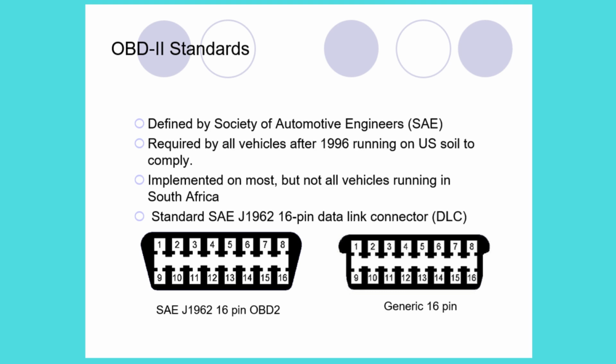OBD2 standards are defined by the Society of Automotive Engineers. They are required by all vehicles after 1996 running on US soil to comply. It's implemented on most but not all vehicles running in South Africa. The standard is the SAE J1962 16-pin data link connector. There is a generic 16-pin connector that's also used on many other vehicles that are not OBD2 compliant.